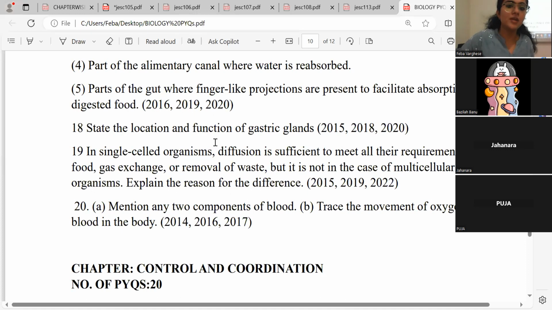State the location and function of gastric glands. Gastric glands are located in the stomach walls, not the pancreas. They function by secreting mucus, pepsin and HCl. All of these are the functions.